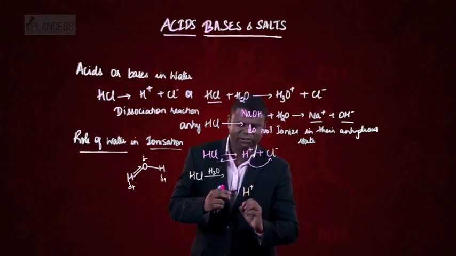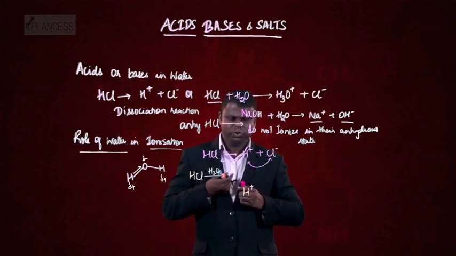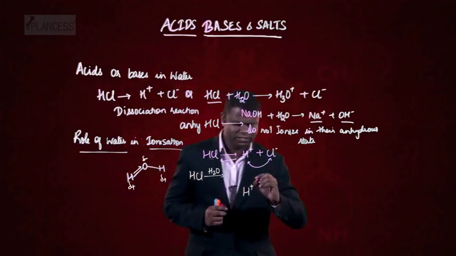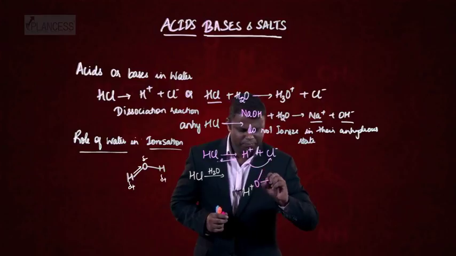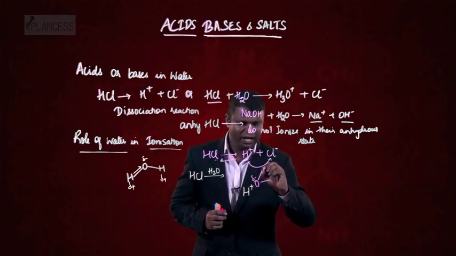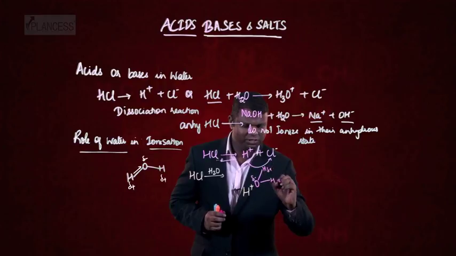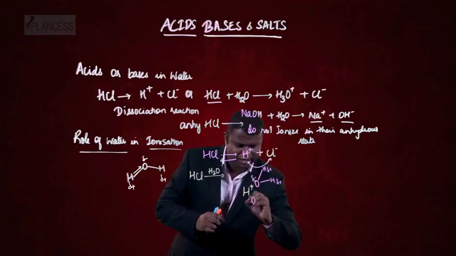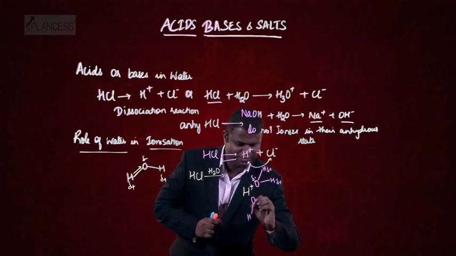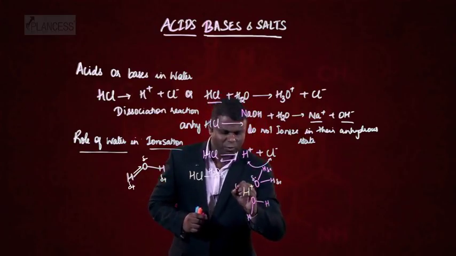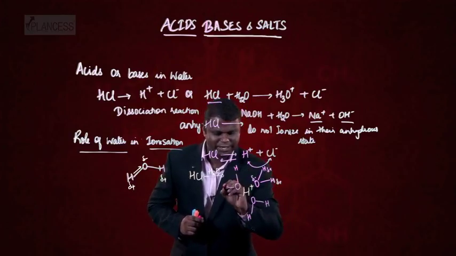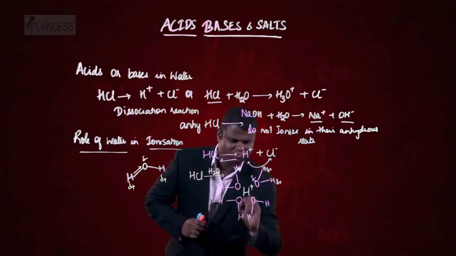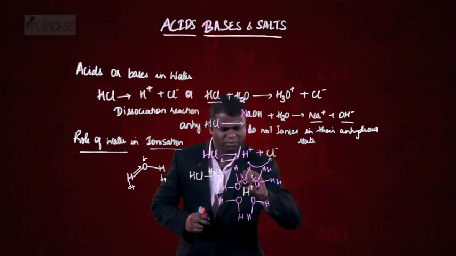You have the H+ ion. Now let's try to orient the water molecules. You have oxygen with a partial negative charge, and you have hydrogen with a partial positive charge over here. Then let's draw another water molecule, OH, H. Let's draw one more water molecule, OH, H. Again, let's draw one more water molecule over here.